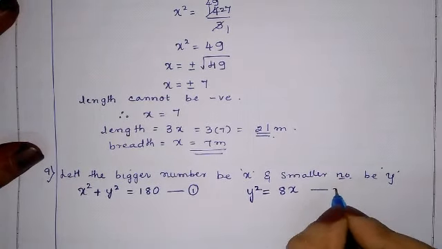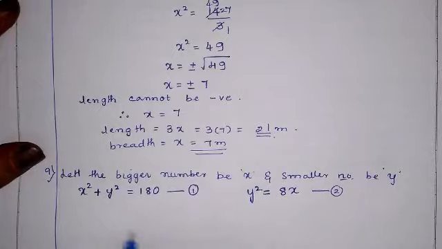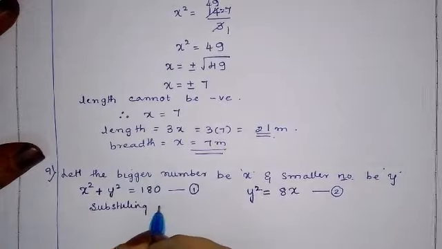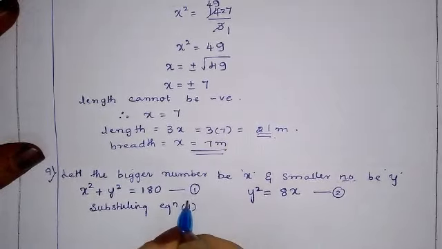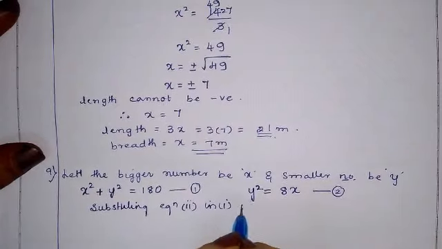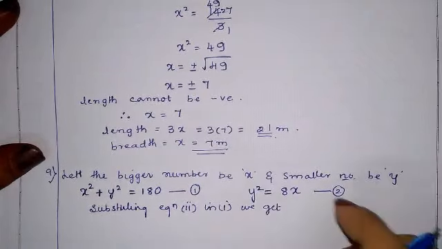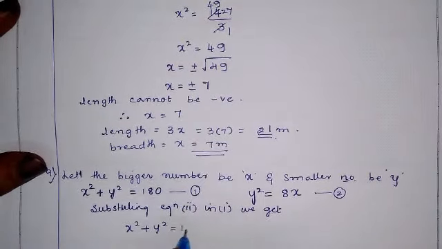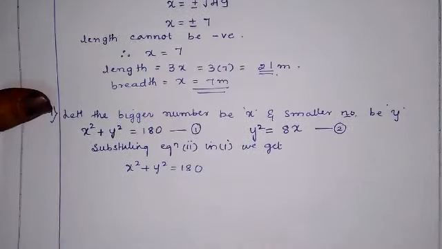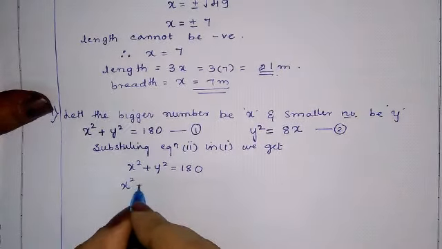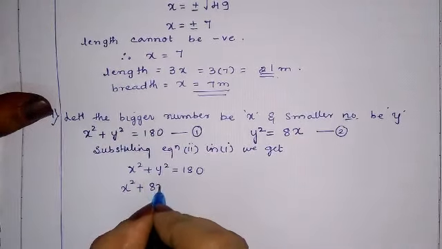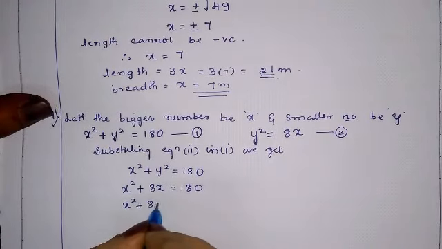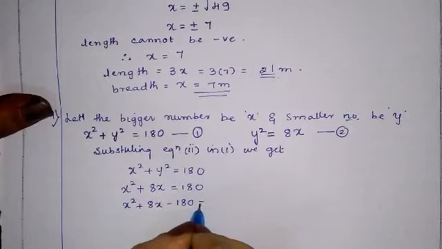Okay, equation 2. Now what we will do, substituting equation 2 in 1, we'll put the value of 2 in 1. What we get: x square plus y square equals 180. We'll write x square as it is, plus the y square value 8x, equals 180. x square plus 8x minus 180 equals 0.